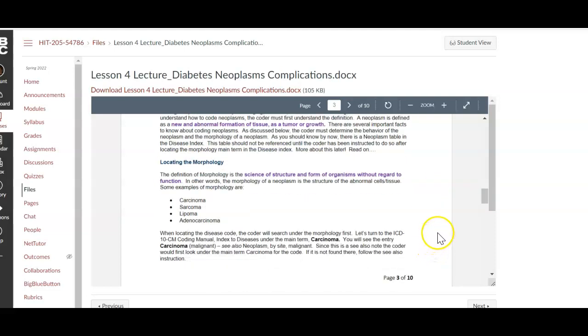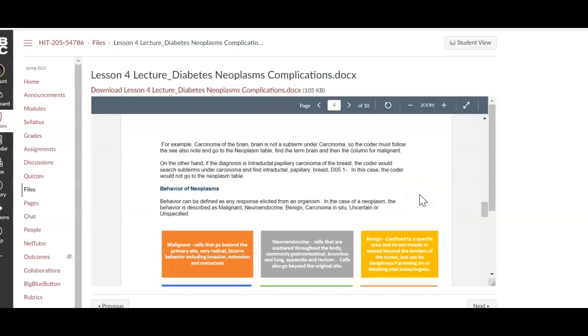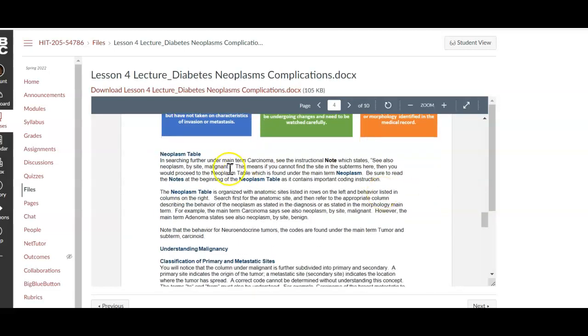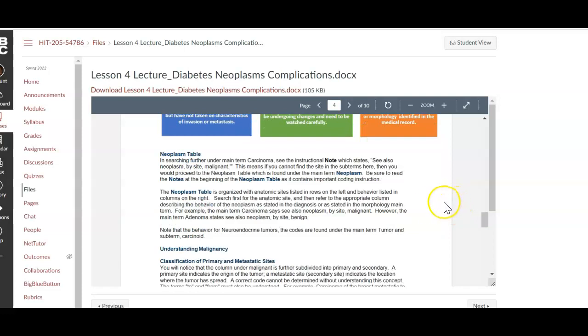Okay, so the biggest thing here, you always want to locate the morphology. So you want to look up if it's carcinoma of the lung, sarcoma. So you want to look up each type, okay? And once you look up that type, the morphology, it's going to tell you to go to the neoplasm table, and it's going to say see neoplasm by site benign, see neoplasm by site malignant, or in situ. It's going to direct you where to go.